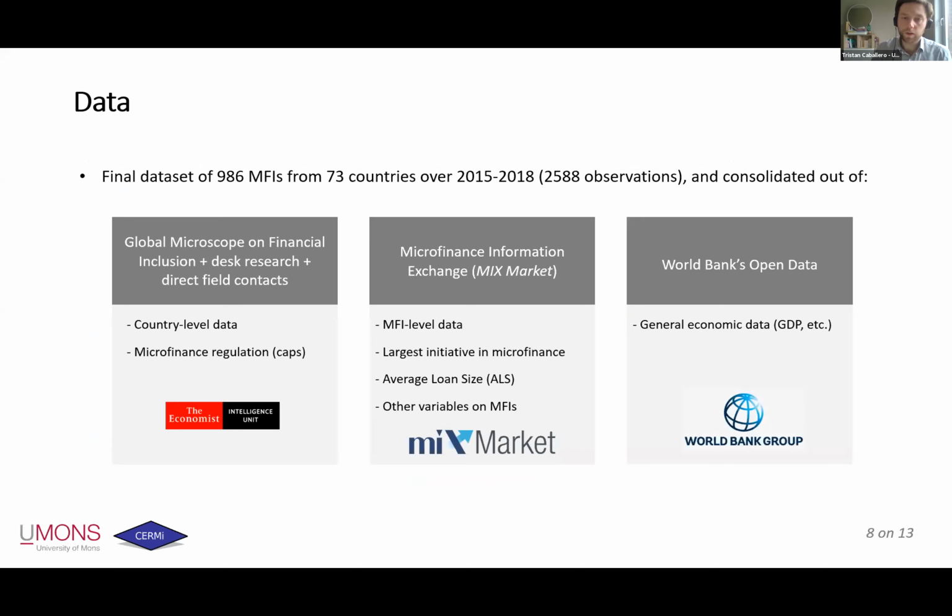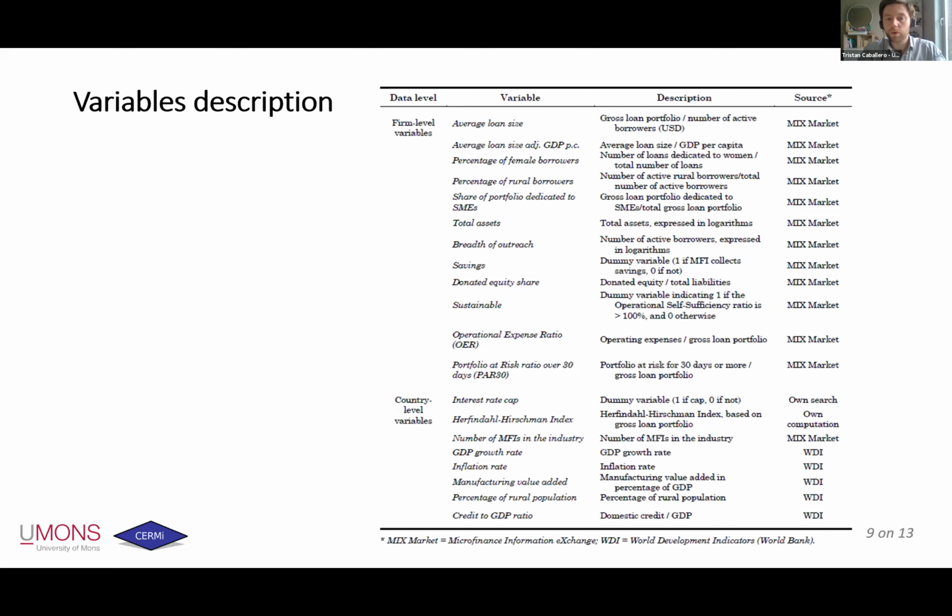In terms of data, I consolidated a data set out of three main sources. First, for the regulation and interest rate restriction variable, I used the Global Microscope on financial exclusion, and also some desk research and direct field contacts with central banks, with some professional networks and so on. Then I use the Microfinance Information Exchange, which is a very common data bank in the microfinance literature, especially for the data at microfinance level. But I also use the World Bank's open data for some general economic variables. At the end of the day, I have more than 2,500 observations over 4 years. I won't detail the various country and firm level controls that I add, but I can come back to this in the discussion, of course.